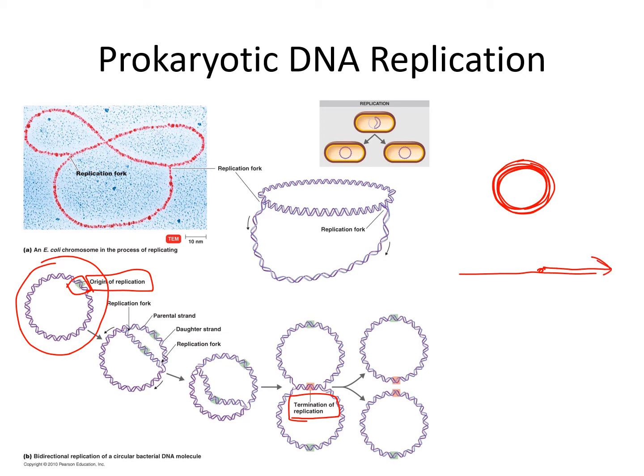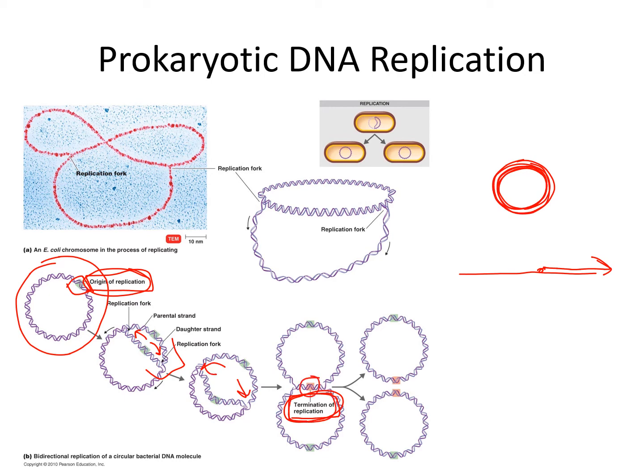So for prokaryotic DNA replication, you need an origin of replication and a termination of replication. And of course, replication at the origin of replication will start at that one spot. The two strands of parental DNA will be unwound and unzipped. Those hydrogen bonds are broken. And then DNA replication will occur in both directions until you get to the termination of replication.